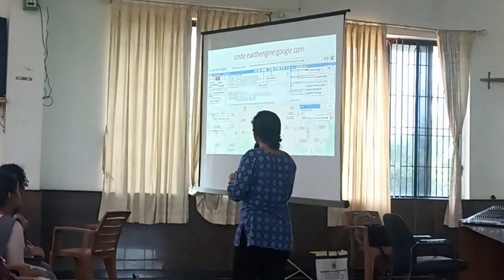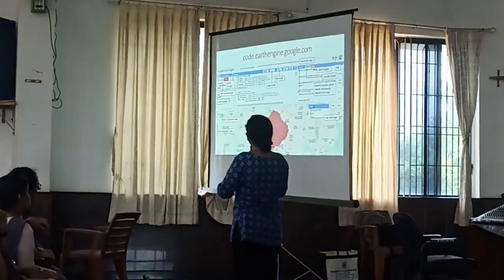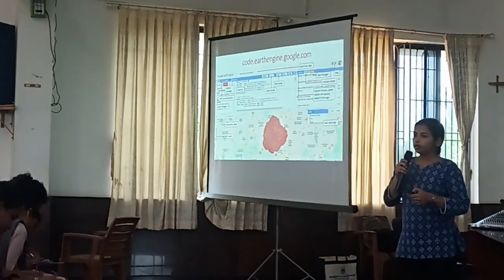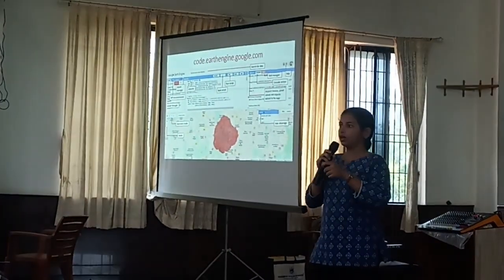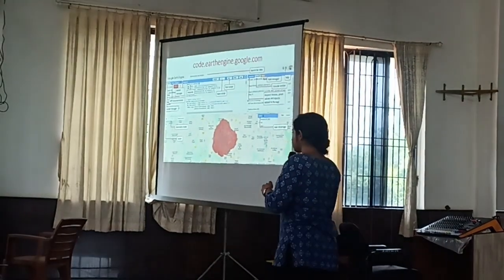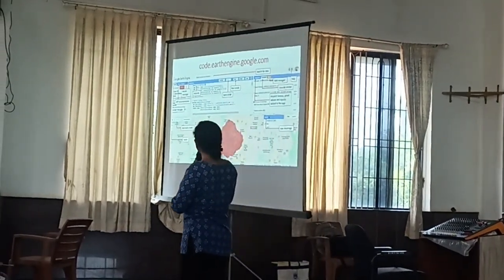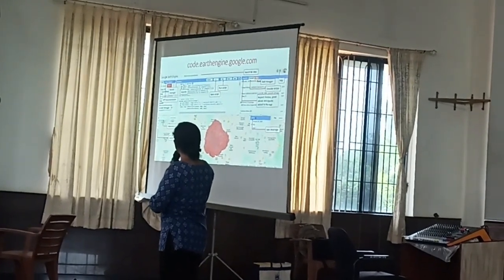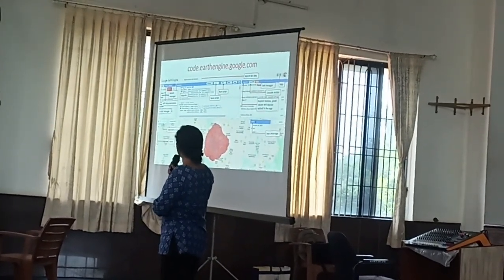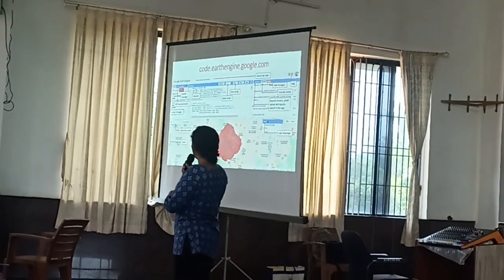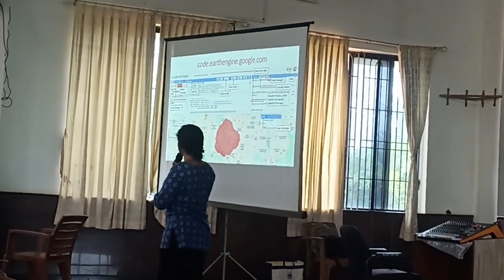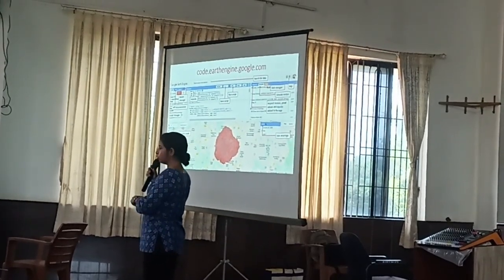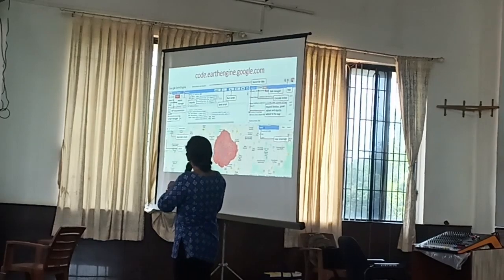Okay. Then this is the link, code.earthengine.google.com. If you go there, you can do the analysis, and it looks something like this. There are multiple things that you can do here. The main thing is you can see the visualization of your maps here, and at the top you can write JavaScript, or if someone is comfortable with Python, that can also be done in Google Earth Engine.